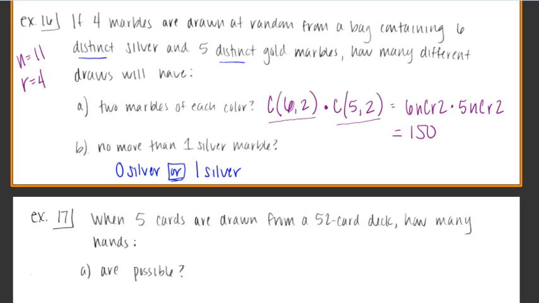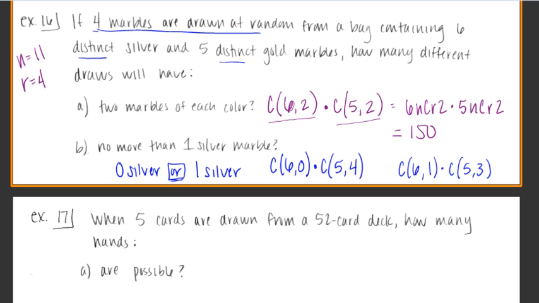Let's talk about that. Well, if I don't want any silver, you can think of it as the combination of the 6 silver, I want 0 of them, and then obviously of the 5 gold, I need all 4 coming from the 5 gold, because my goal is to pick 4 marbles. Okay, now that's one where I have 0 silver. The other way I can have it is 1 silver. So combination of the 6 silver, I want to pick 1, and that means the other 3 have to come from the 5 gold. So if I have no more than 1 silver, I can either get my options from this first one, or in math means plus, from the second one.